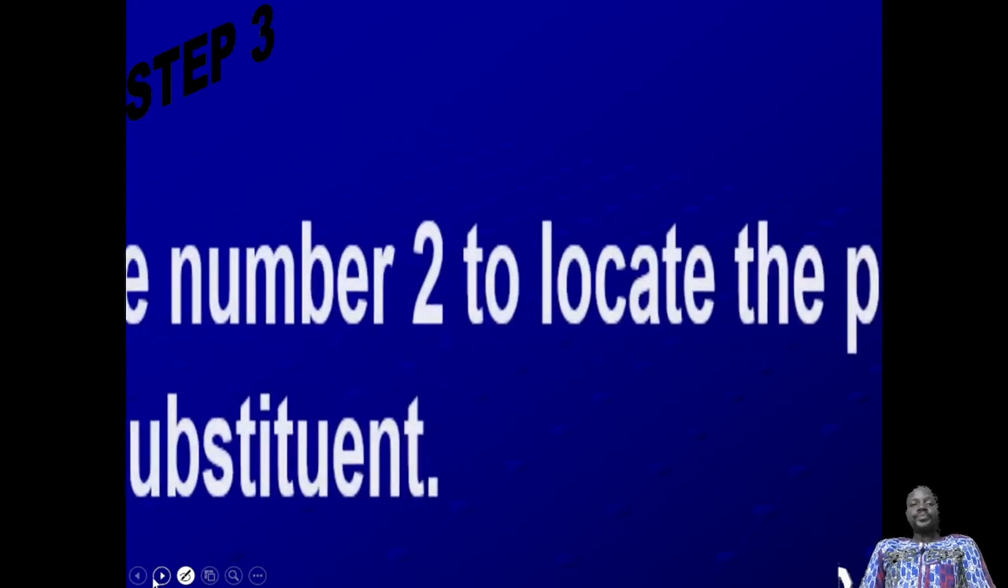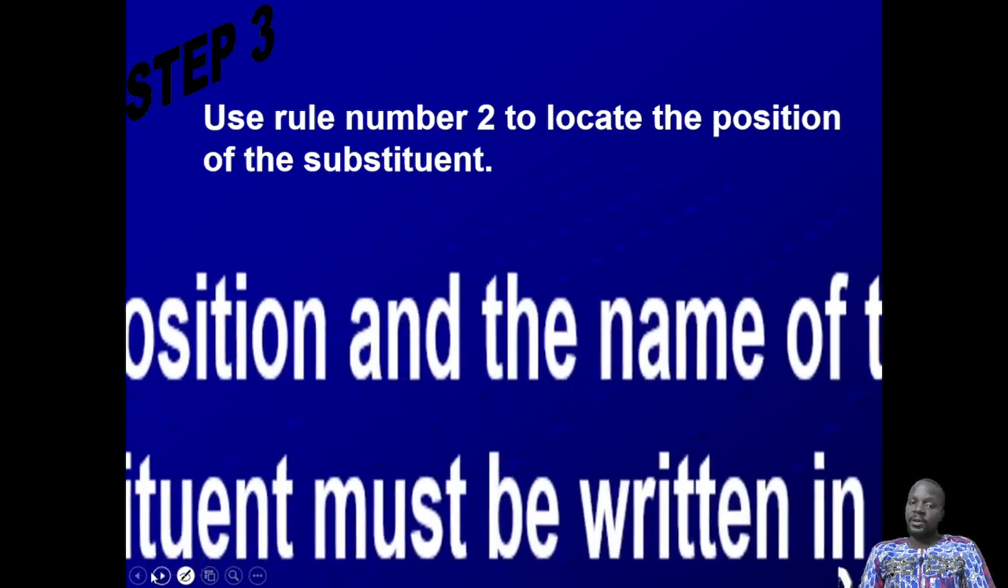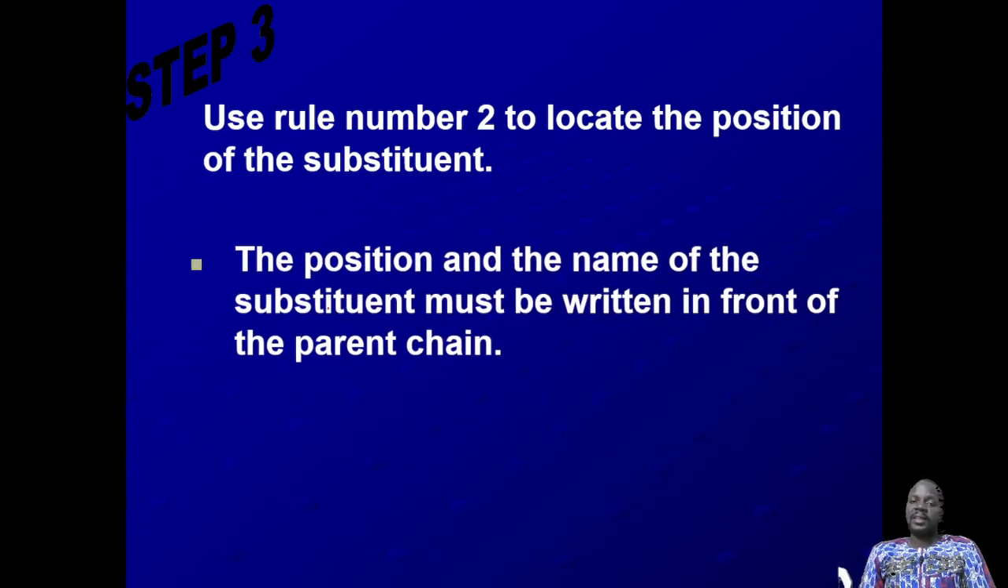About step 3, I do tell you this is very important: use the second rule to locate the position of the substituent. As we've discussed, make sure that the counting of your carbon chain starts very close to the substituent. Then, having done that, the position and the name of the substituent must be written in front of the parent chain. So that means there is another rule that says you must be careful about how you write the organic compound. You have to be very, very careful.